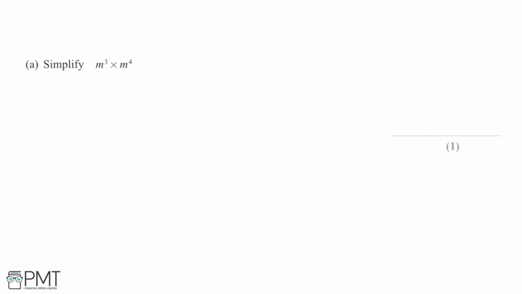So in the first part of this question, I'm asked to simplify m to the 3 multiplied by m to the 4 here. So initially here, I've noticed that we're working with indices. We're working with two lots of m raised to different powers, and we're going to be multiplying them together. So if I'm thinking back to my laws of indices, and we're multiplying two different values together, I'm instantly thinking here of an example such as x to the a multiplied by x to the b.